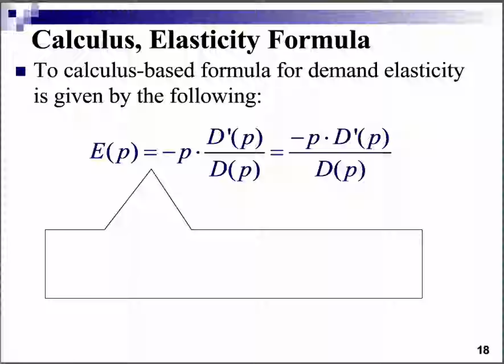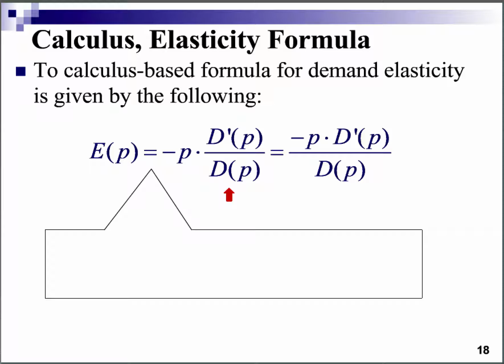To calculate the elasticity of demand for an item at a specific price, we use an elasticity function, or an elasticity formula, that you see here. So we say that the elasticity function depends on price, and that's equal to negative p, where p is the price, multiplied by the ratio of d prime of p divided by d of p.